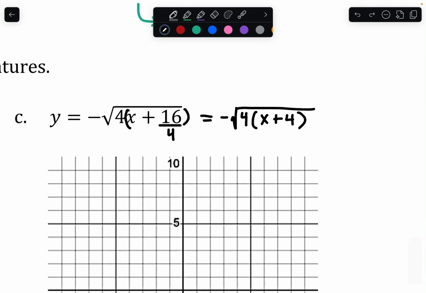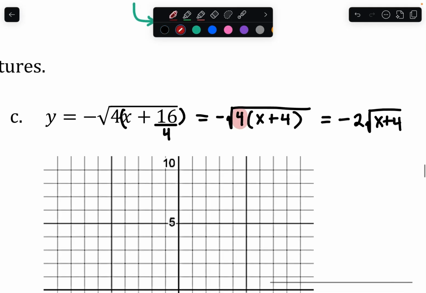Okay. The other thing I want to point out is that if you have a scale factor under the radical, if it's a perfect square, you can actually take it outside the radical and view it as a vertical transformation rather than a horizontal. And so another way we could write that is the square root of 4 is 2, and then we would just have the x plus 4 inside.